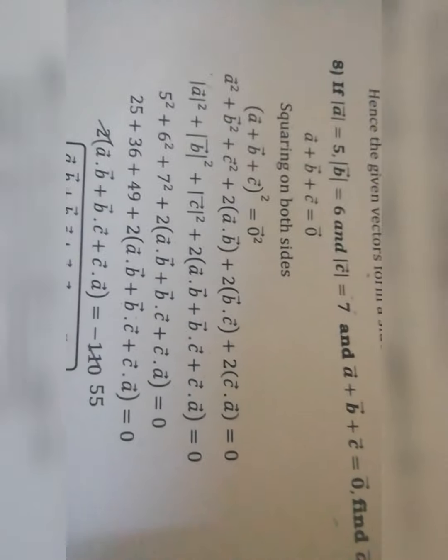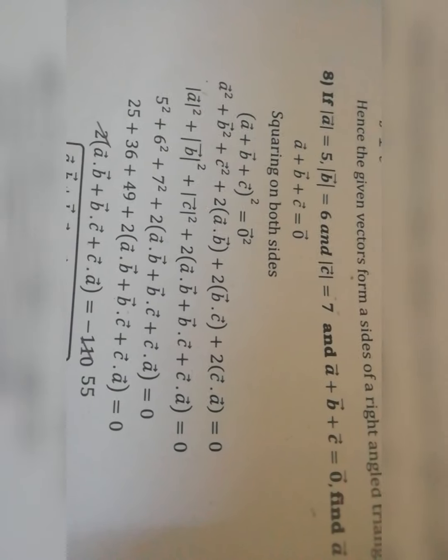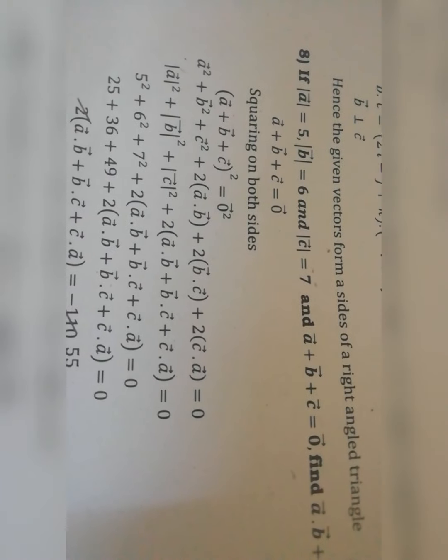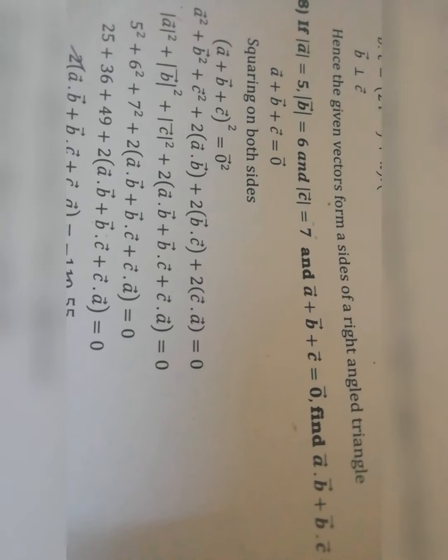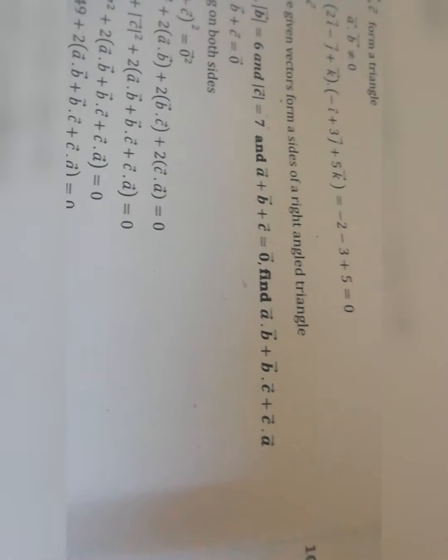Okay, next problem. Sum number 8. The given modulus of a vector, modulus of b vector, modulus of c vector. See, modulus of a vector equals 5, modulus of b vector equals 6 and modulus of c vector is equal to 7. So given the triangular condition, a vector plus b vector plus c vector equals null vector, 0 vector. Find the value of a dot b plus b dot c plus c dot a.